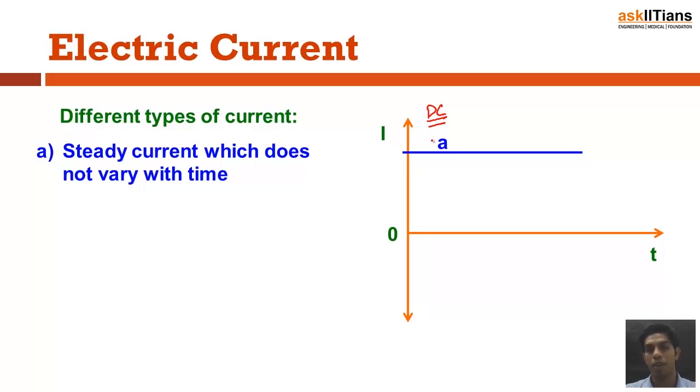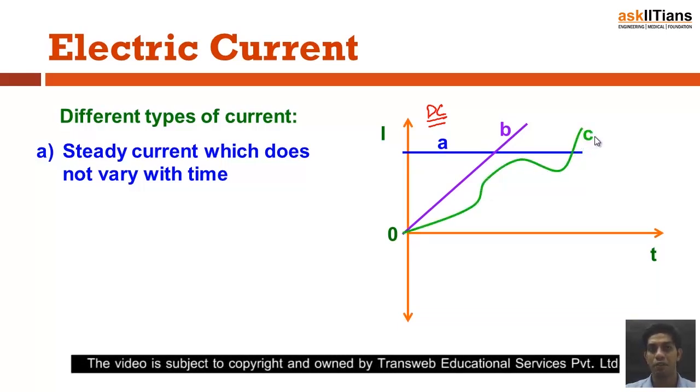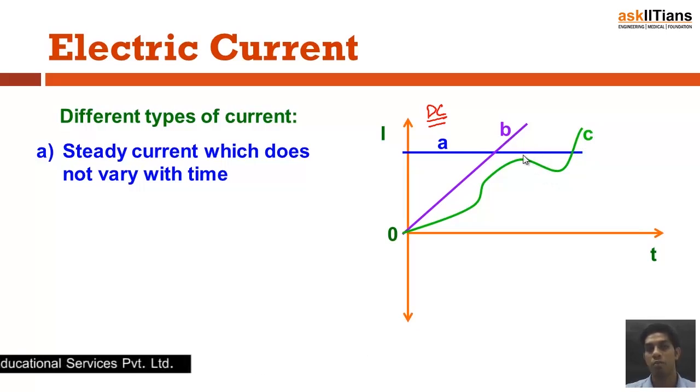The next up is when the current varies linearly with time, and when current is a function of, let's say, a random function of time. These two are quite rare to us because they are only used for research purposes. So they have some specific or rare uses, and we don't observe these two types of current in our day-to-day life.